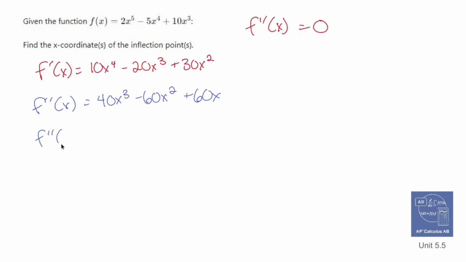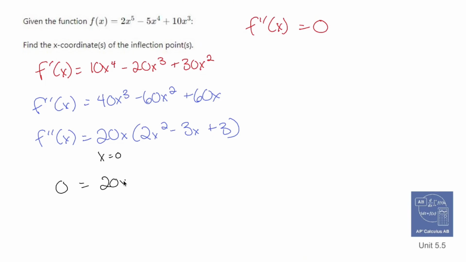F double prime of x, I can factor out a 20, I can factor out an x, and that leaves me with 2x squared minus 3x plus 3. Now this is fun, because here we have an obvious point at x equals 0. Try to factor that out. You can't. See, if I set this equal to 0, which I forgot to do, so 20x times 2x to the second power minus 3x plus 3, if you do the zero product property, yeah, you get that x equals 0. You can't factor that out.